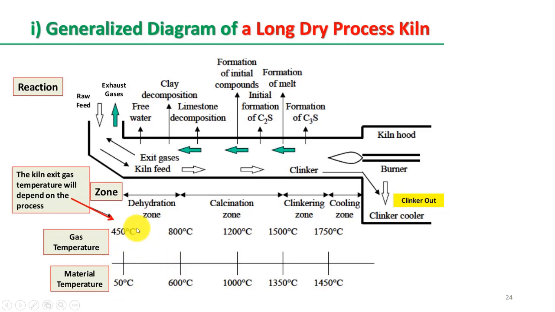So in this temperature zone, between the 50 degrees Celsius of the material to 600 degrees Celsius, you have a dehydration. You have a dehydration of physically attached water and chemically attached water. Both physically and chemically attached water are being removed at this stage. After the 600 degrees Celsius, up to the 1350 degrees Celsius of material temperature, you have a calcination zone.